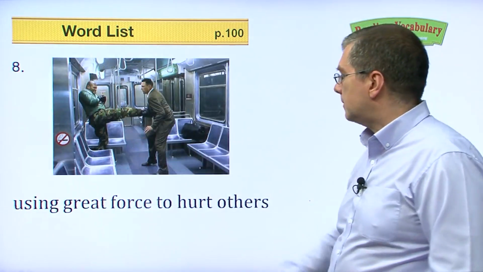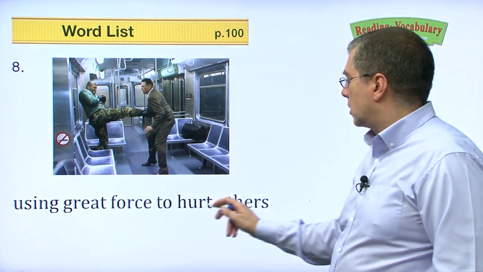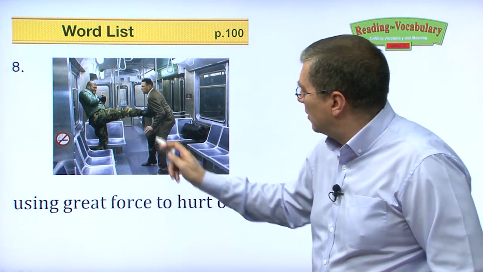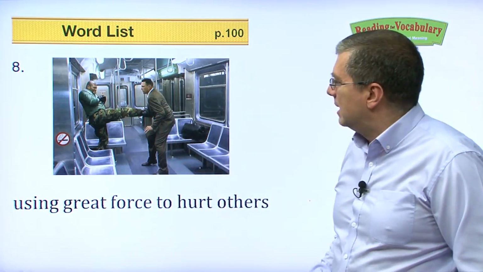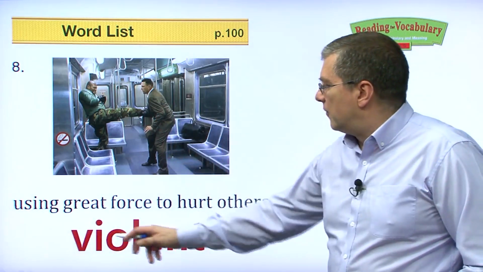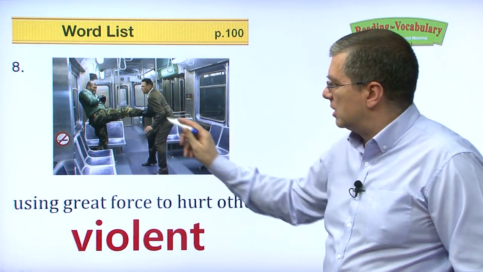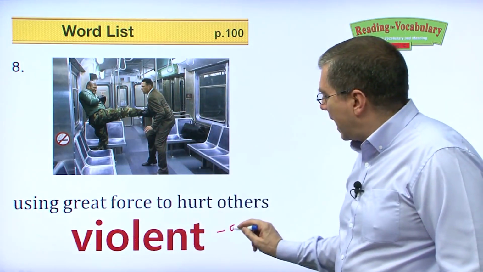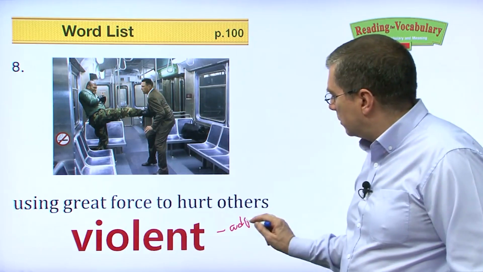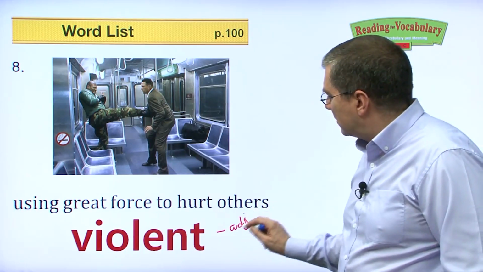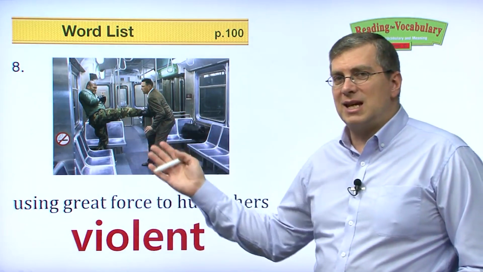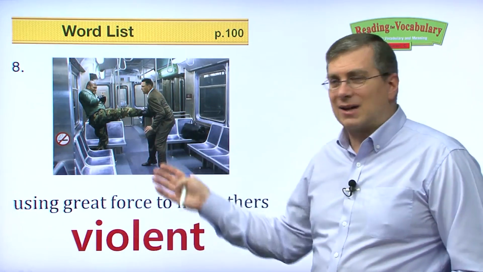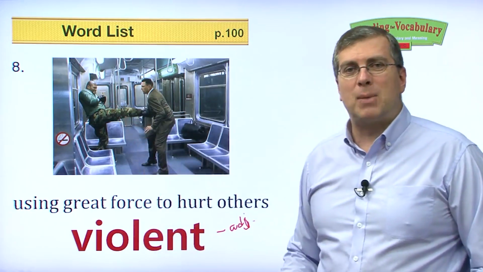Okay. Using great force to hurt others. Like in this movie, oh no, he is kicking him right there. That looks very painful, right? So what is this? This is violent. This is violent action. Violent is also an adjective. It's a violent scene. It's a violent act. He's a violent person.